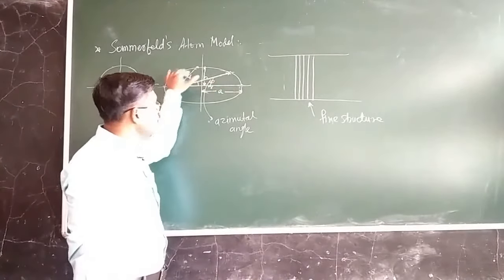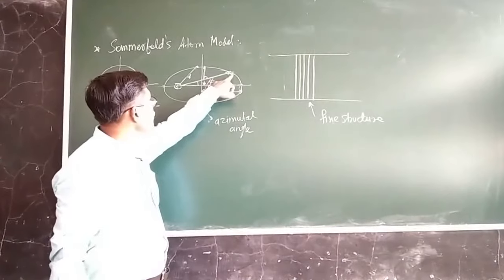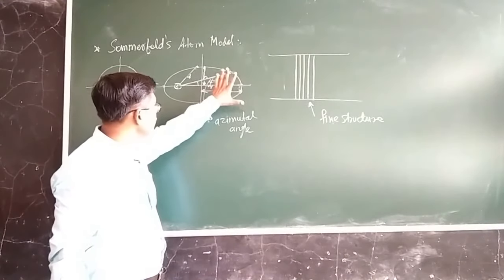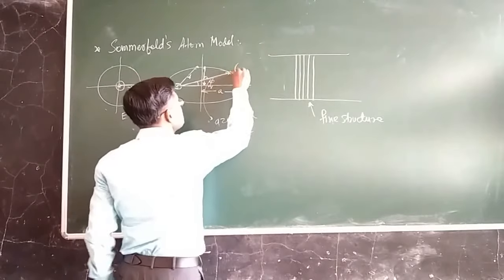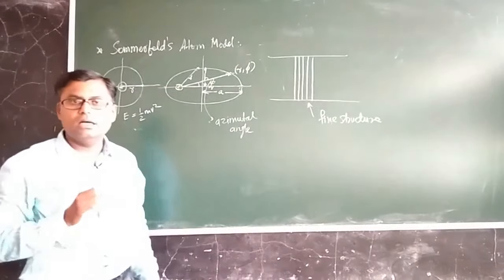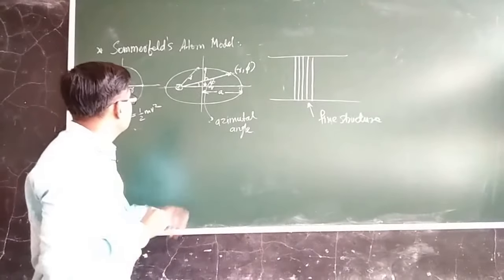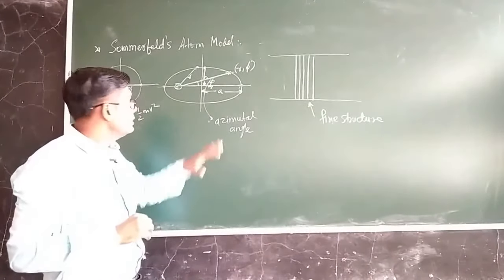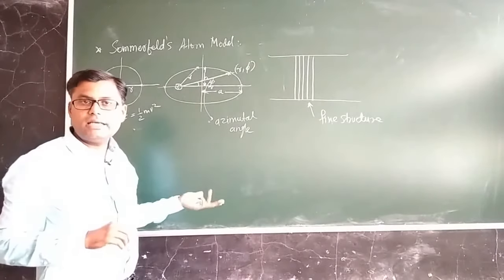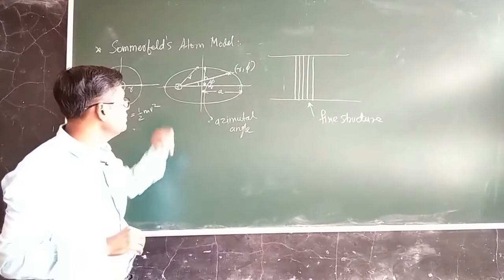So in the case of elliptical motion, the position of the electron at any particular instant will be denoted by two variables: r and phi, that is, the radius vector and the azimuthal angle. Now what about speed? The speed of the electron in elliptical orbits also changes with time, or rather with the position.